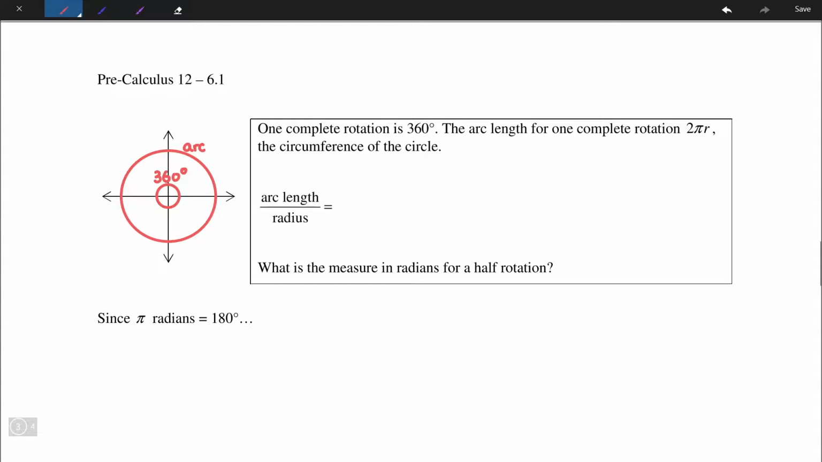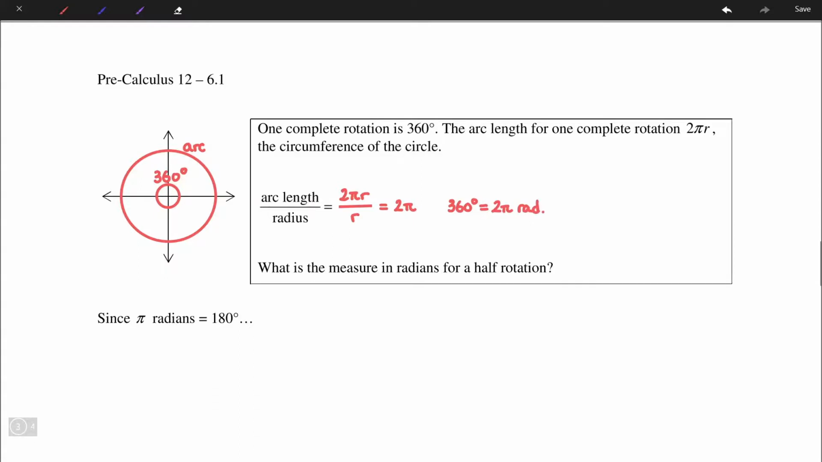So the arc length in this case will be just the circumference of the circle. So that will be 2 pi r. And the radius, of course, is just r. So effectively, we have 2 pi r over r, which is 2 pi. And that is an angle measure in radians. And that is to say, 360 degrees is equal to 2 pi radians.